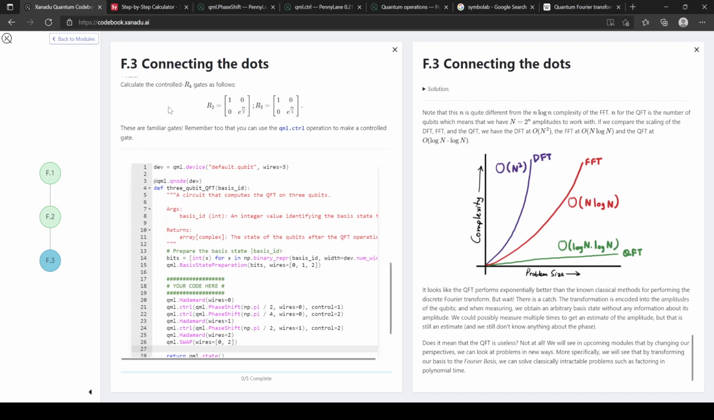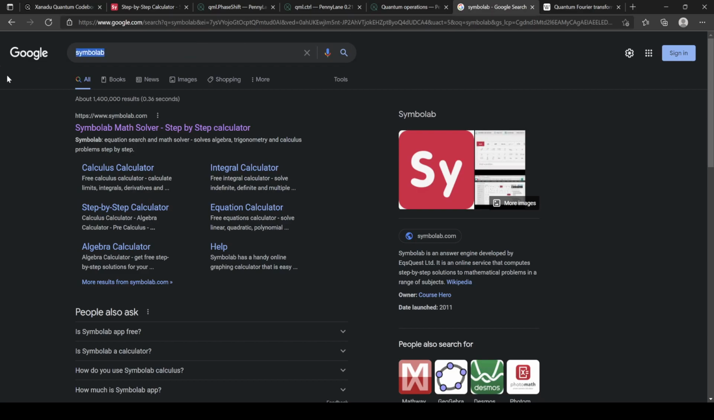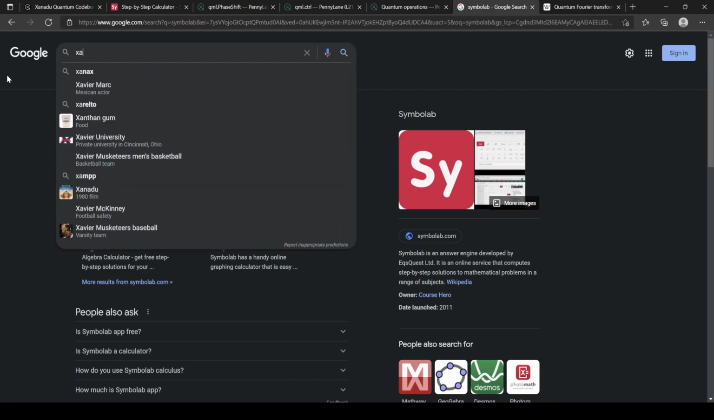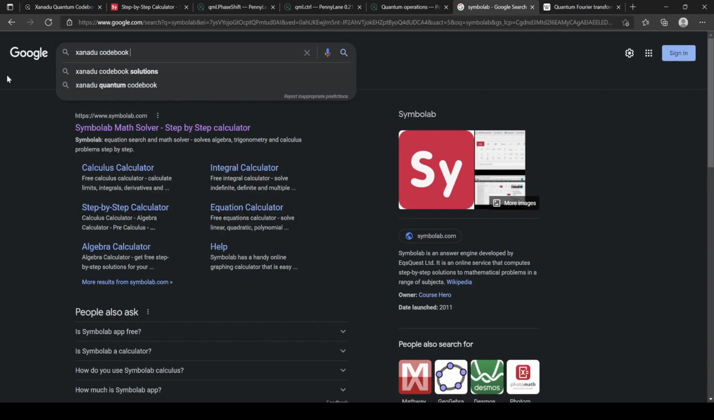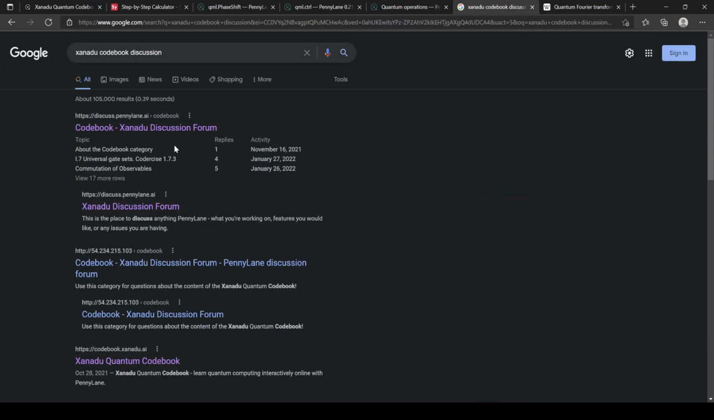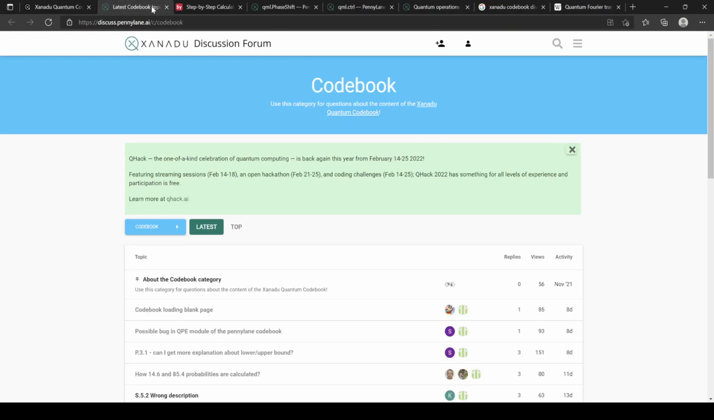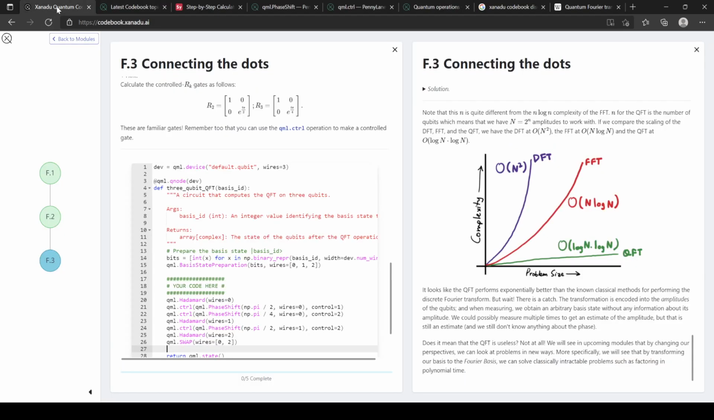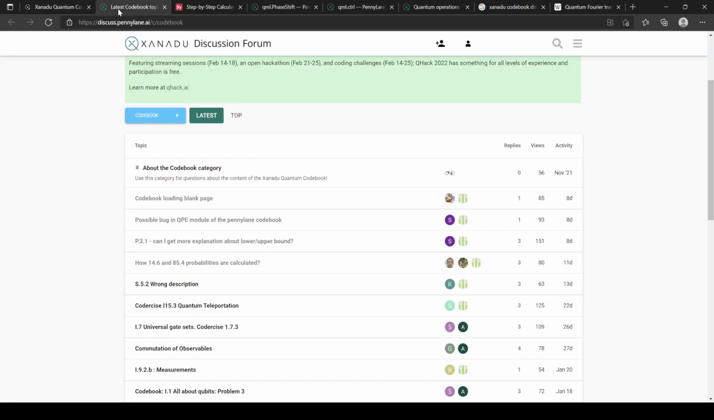i pi over 2, i pi over 4, which is exactly what we have. We have this controlled, we do swap. I'm not sure what's going on here. Let's see if there's anything on here. We're on F3. Nope, nothing. Okay.